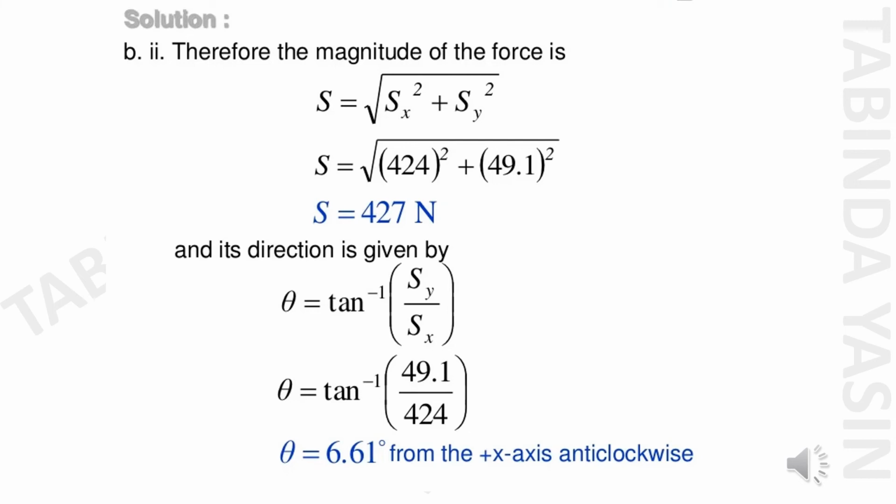Now for the part B, therefore the magnitude of the force is S is equal to under root Sx square plus Sy square. So substituting the value of Sx, that is 424 whole square plus 491 whole square whole under root, that gives after solving S is equal to 427 Newton, and its direction is given by theta is equal to tan inverse Sy over Sx, and theta is equal to tan inverse 49.1 over 424. After solving we get theta is equal to 6.61 degree from the x axis in the anti-clockwise direction.